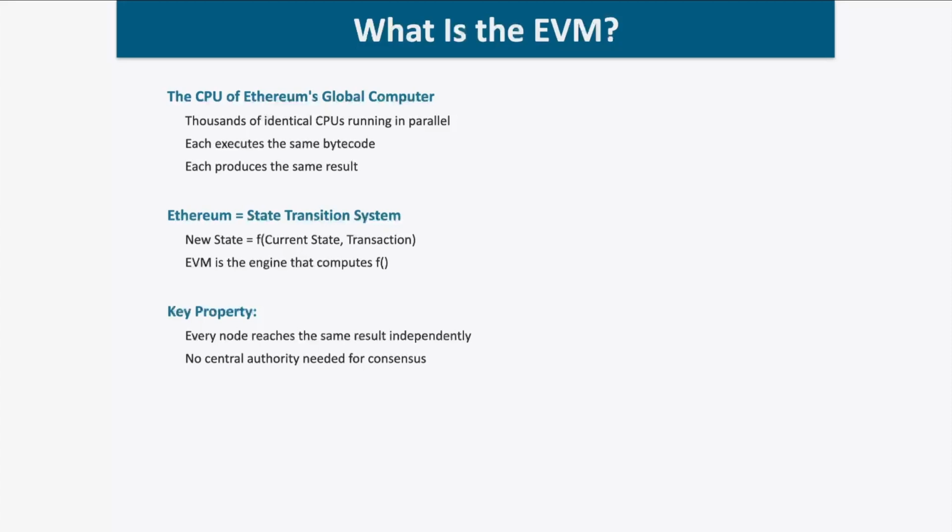Ethereum is fundamentally a state transition system. Think of it like a mathematical equation. New state is equal to the state transition function applied to current state plus a transaction. That state transition function, that's the EVM. Every node in the network runs this exact computation. That's why Ethereum remains consistent. That's how distributed consensus works.